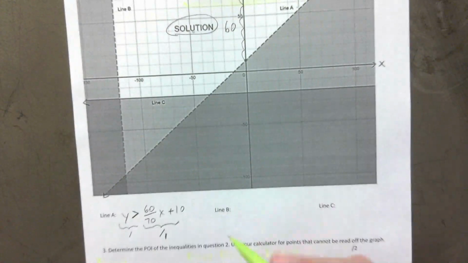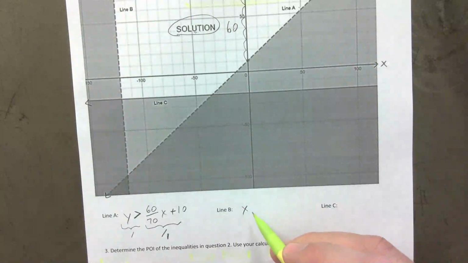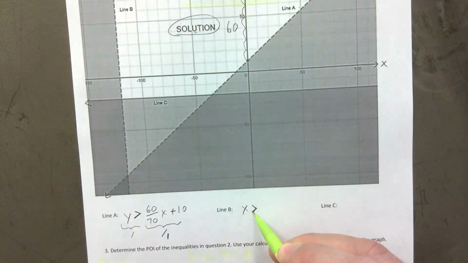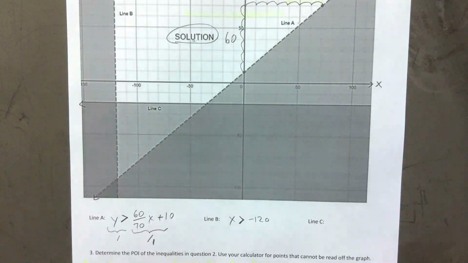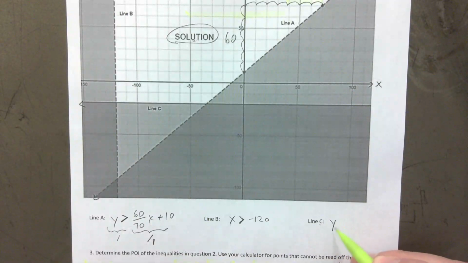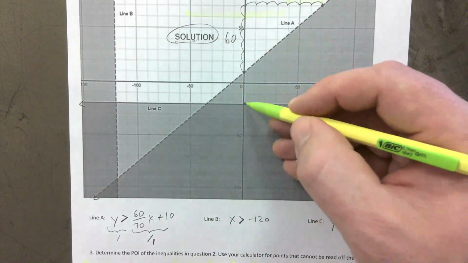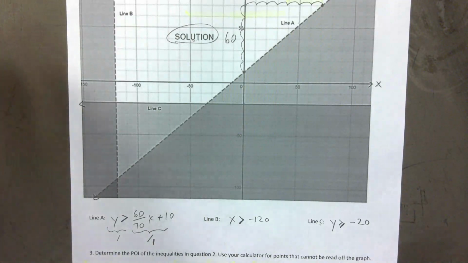Line B and C should be fairly straightforward. B is a vertical, so you know it's X. True region is to the right, and it's dashed, so I leave it like that. It goes through -120, correct? So there you go. Line C is the horizontal. Solution is above, so it's going to be greater than, and it's solid, so I put the equal sign. It goes through -20, so that is the inequality for line C. There you have all 3 inequalities.